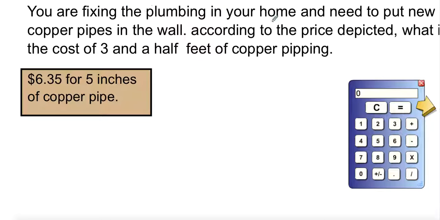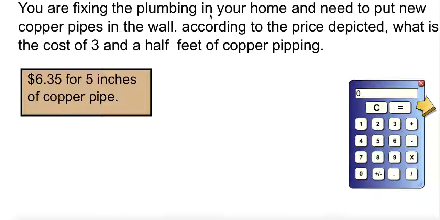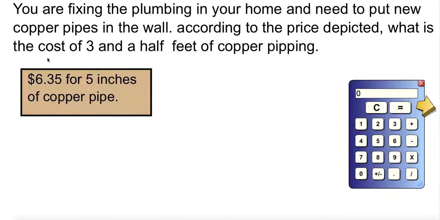You are fixing the plumbing in your home and you need to put in new copper pipes in the wall. According to the price depicted below, what is the cost for 3.5 feet of copper piping? So I can see that we're comparing money and inches. It does say that we need 3.5 feet, but I can easily convert this to inches later.